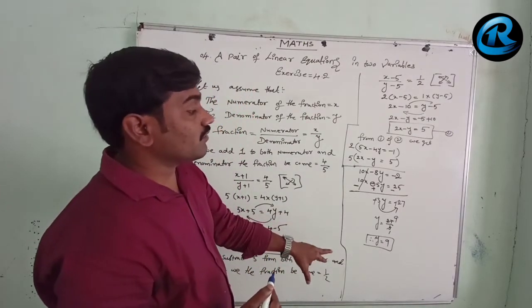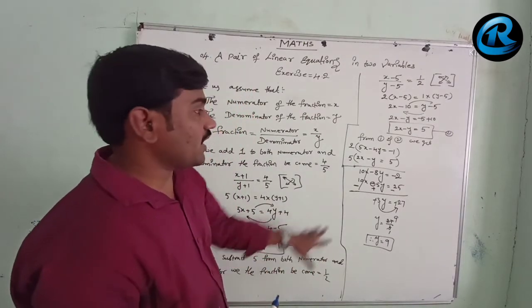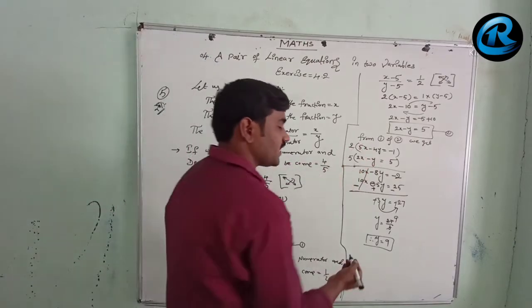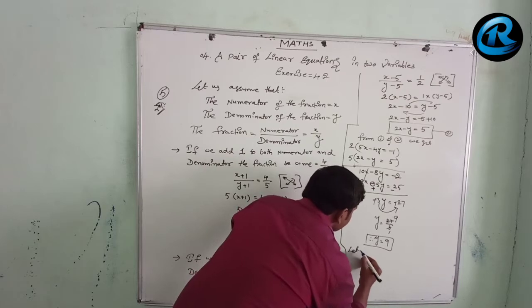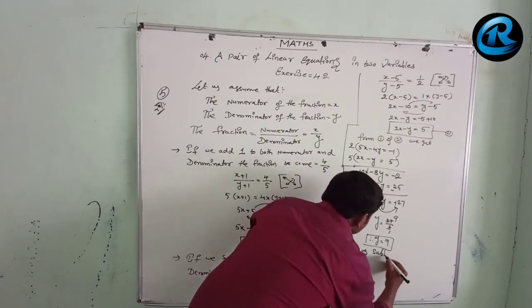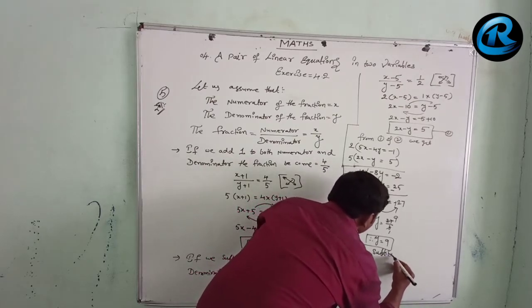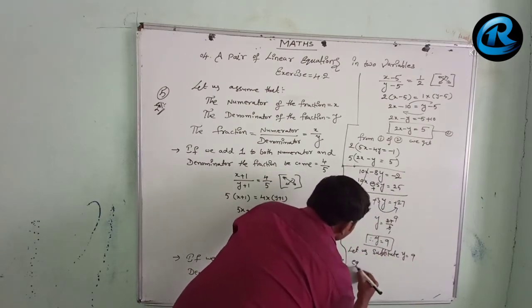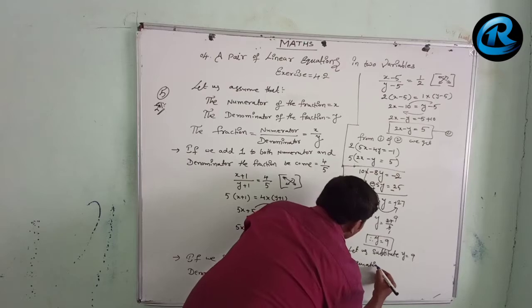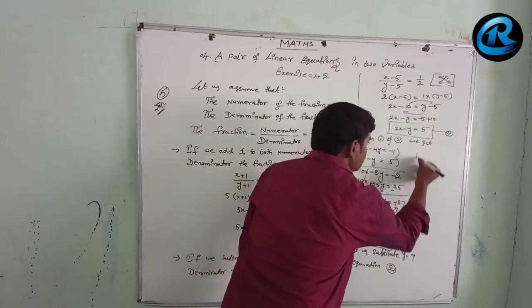Then let us substitute this y equal to 9 in equation number 1 or in equation number 2. So for a change, we will substitute in equation number 2. Let us substitute y equal to 9 in equation number 2.